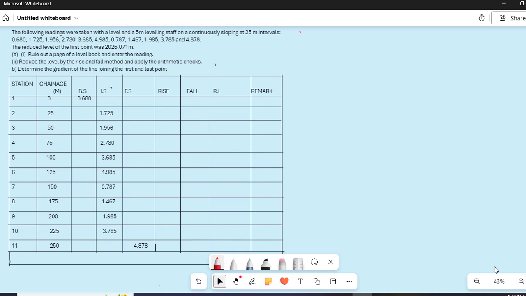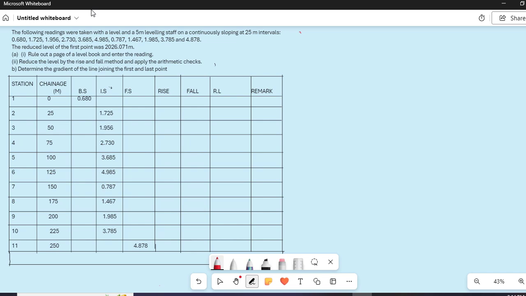4.878. Then the question reads, rule out the page of a level book and enter the readings. Then reduce the levels by the rise and fall method. And then part B is to determine the gradient of the line joining the first and the last point. So automatically from the question we can see that we are supposed to use the rise and fall method, and for that we have to tabulate our data.